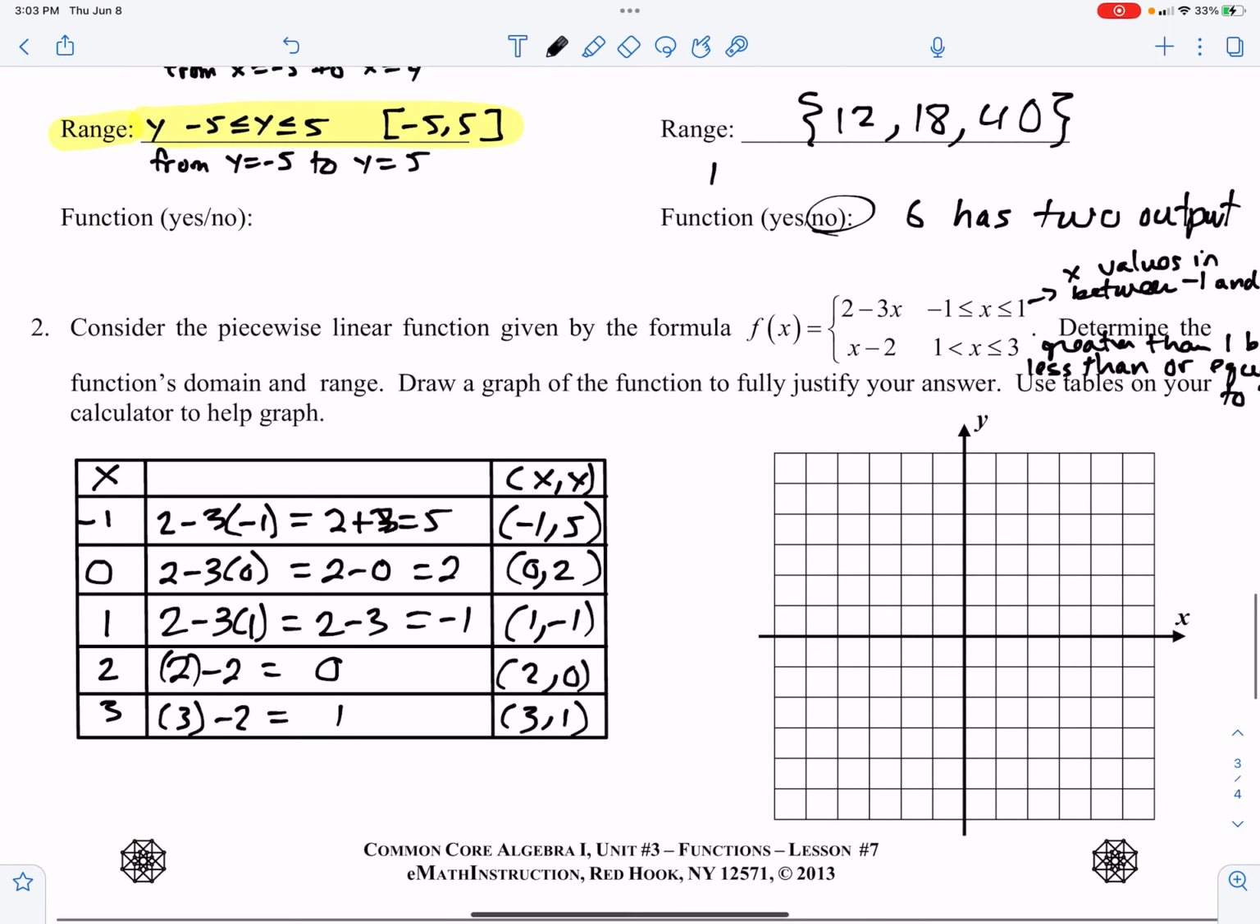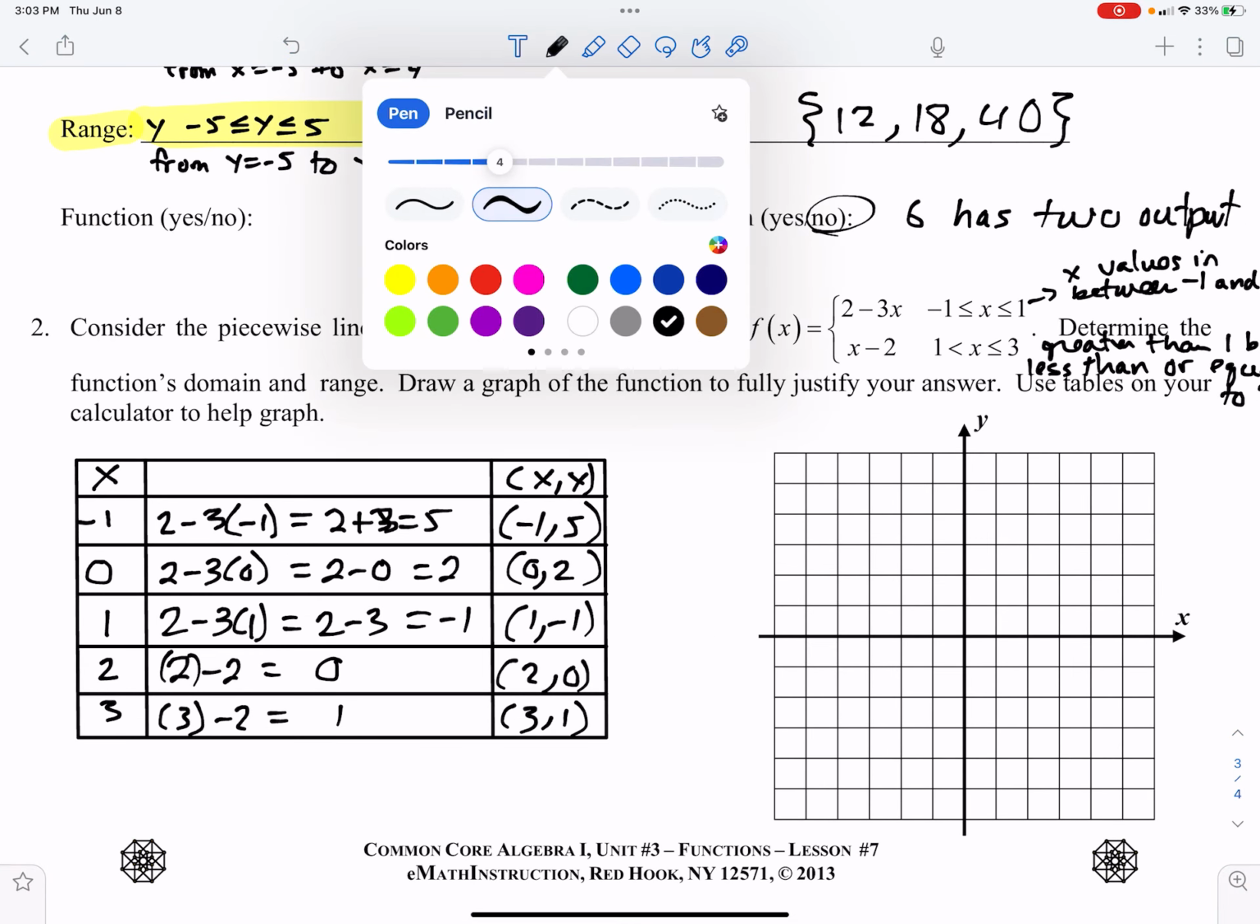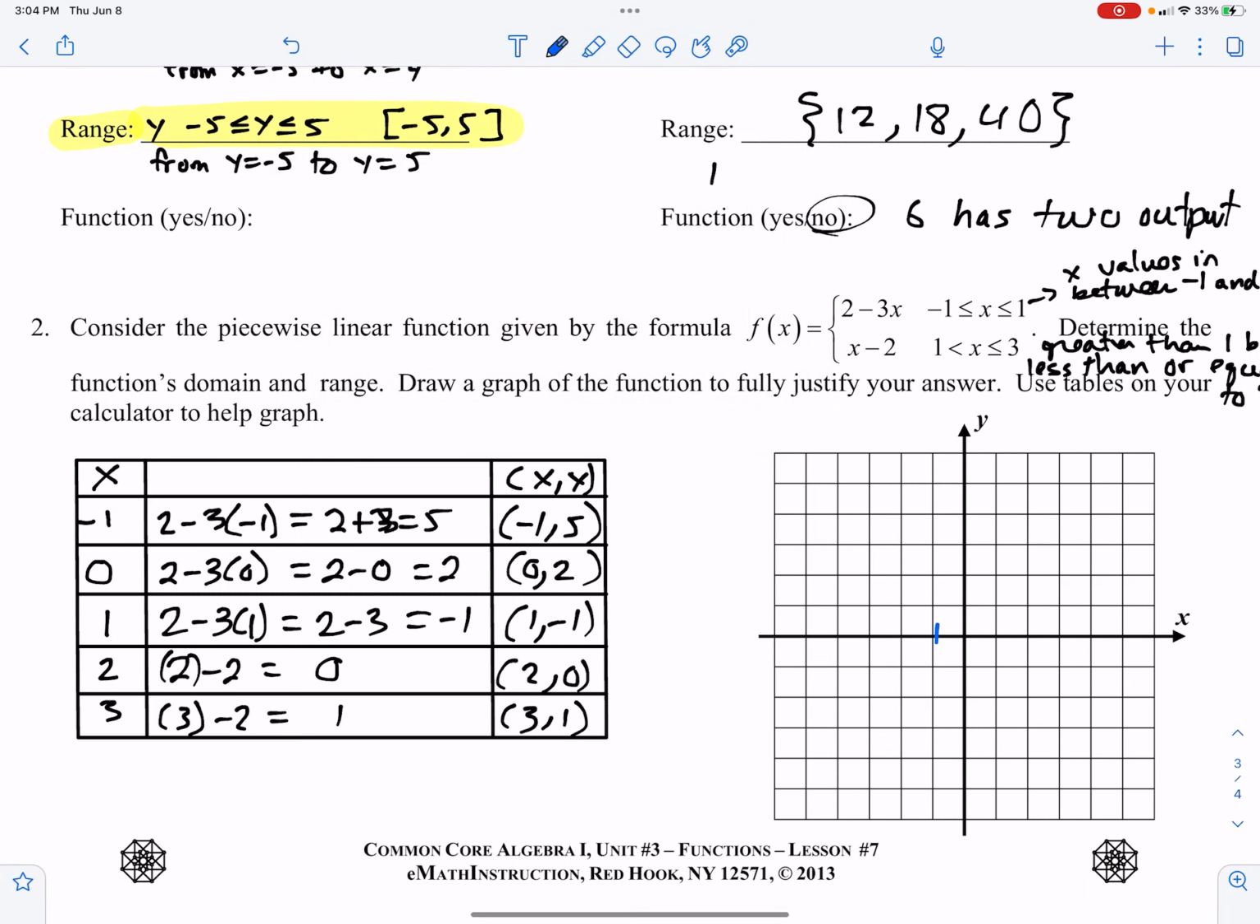So let's go ahead and graph those points. I'll graph them with a different color. Negative 1, up 1, 2, 3, 4, 5. There's our first point. 0, 2, 1, negative 1. Okay, and then you're going 2, 0, and then 3, 1. So this literally is our function. This little thing right here. That little graph kind of looks like a backwards check mark almost.